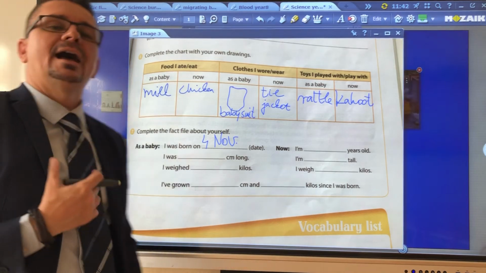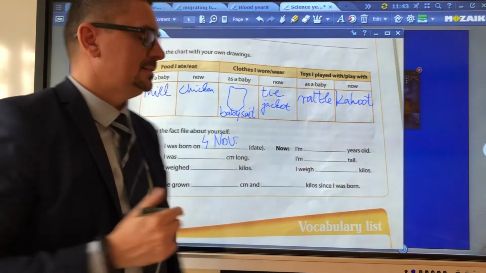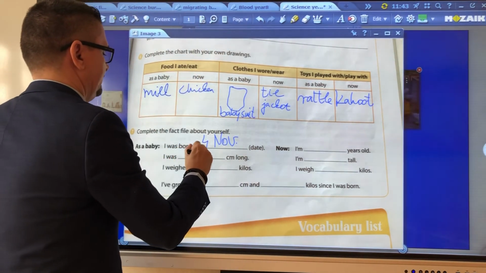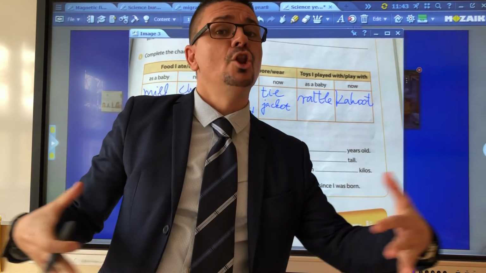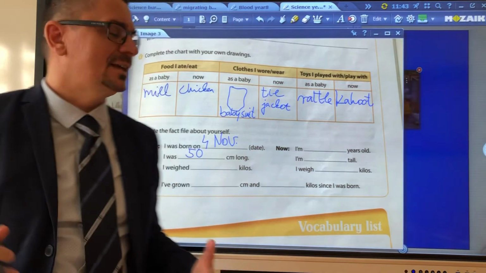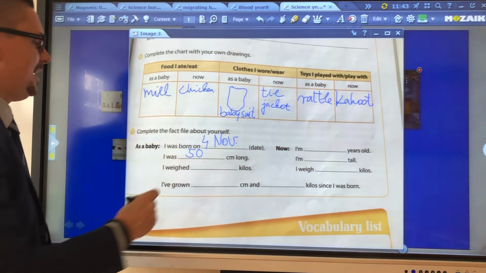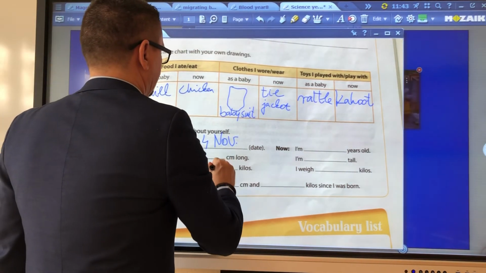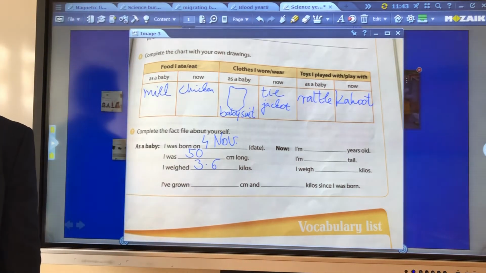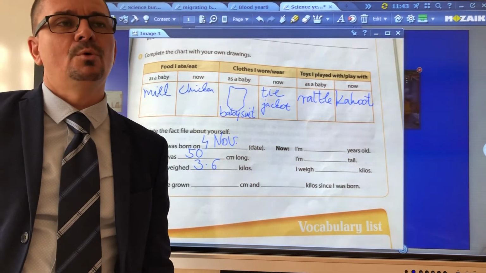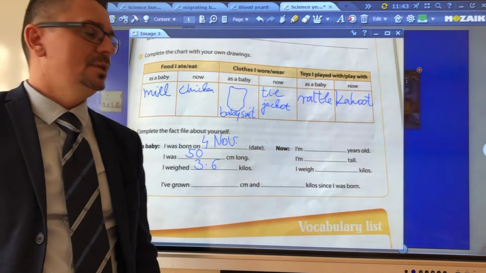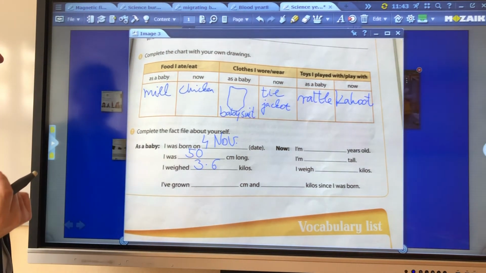I was 50 centimeters long. 50. Probably you were a bit shorter or a bit longer. I can say longer in that case when you are a baby. And I know exactly that I weighed 3.6 kilograms. You know, that's not that small, not that big baby probably. I was like an average baby.